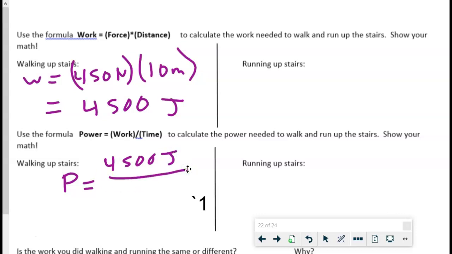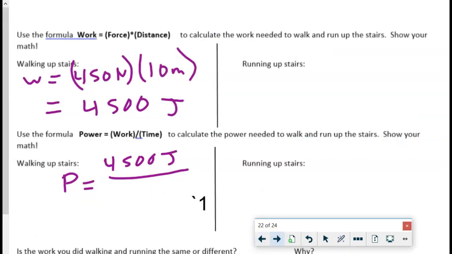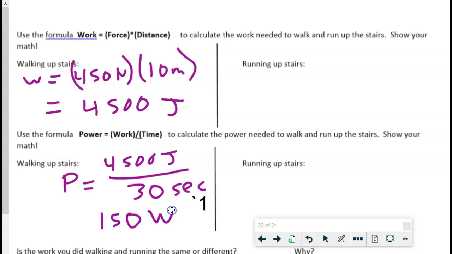And I said that when I walked up the stairs, if I look at my data, it took me 30 seconds to walk. So I'm going to divide this by 30. Okay, 4,500 joules divided by 30 seconds is going to be, I believe in my head, 150, and power is always measured in the unit watts. So it took 150 watts of power for me to walk up that staircase.